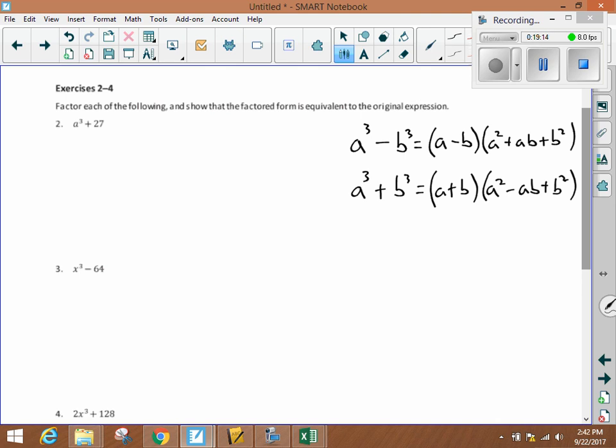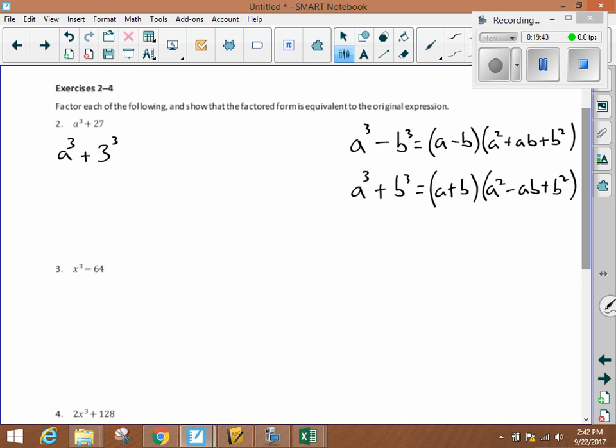Here we go. You didn't even ask if you could do a problem. I'm going to do it anyways. Okay, so first thing I would like to do is to identify what is A and what is B. So I would like to write this as a cubed plus, what is the cube root of 27? But 27 is 3 times 3 times 3, so that must be 3 cubed.